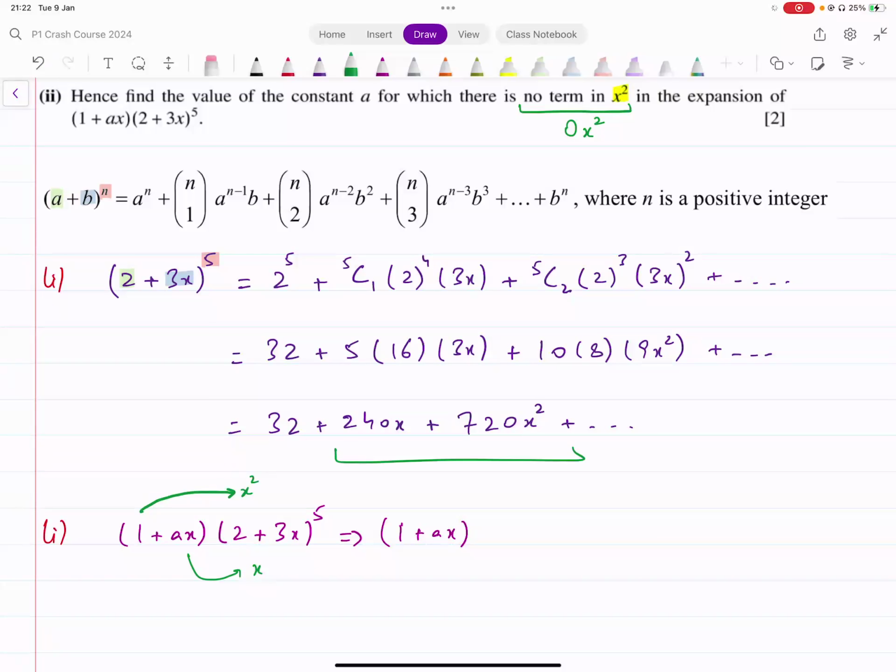We already have them here. If we did not have them, if we wanted, for example, x cubed, then we would have needed another term as well. But here we just need these two terms, x and x squared. So again, if you want, you could just ignore this 32 now, because that's not going to give you x squared in any case, and just focus on these two terms. Or you can do the whole product as well. That's your choice.